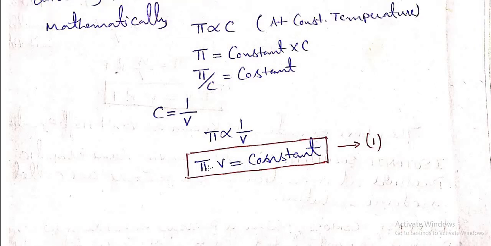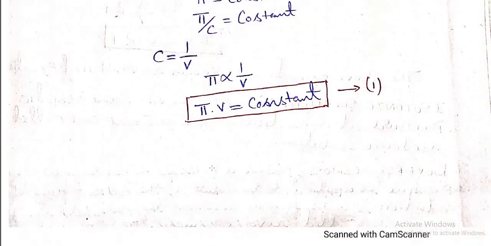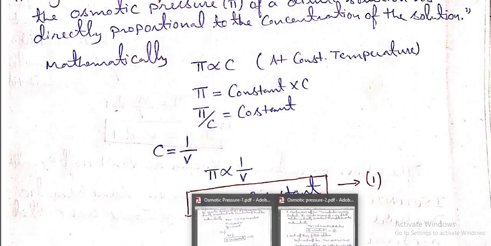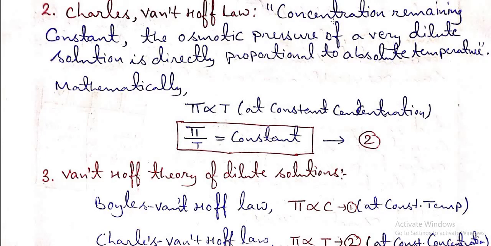In Boyle's law gas equation we have P into V, pressure into volume, equals constant. It is the same. The only difference is that pressure is replaced by pi. This is the first equation that we have derived. Next, Charles-Van't Hoff law. The statement states that, concentration remaining constant, the osmotic pressure of a very dilute solution is directly proportional to absolute temperature. Mathematically you can write pi proportional to T at constant concentration. So we can remove the proportional sign by putting a constant. So it becomes pi by T equals constant.